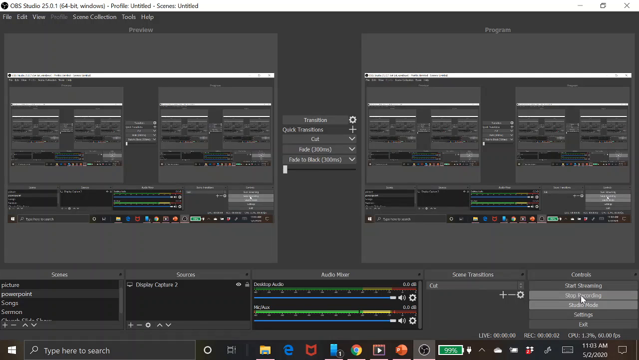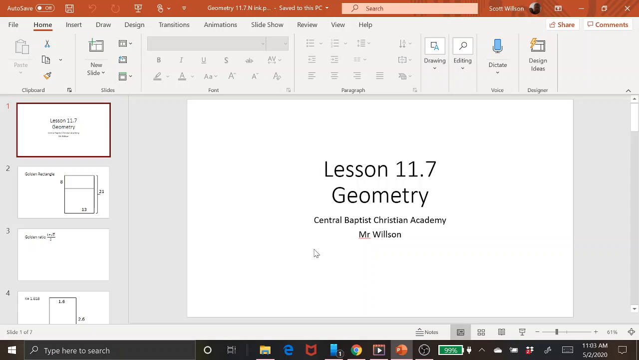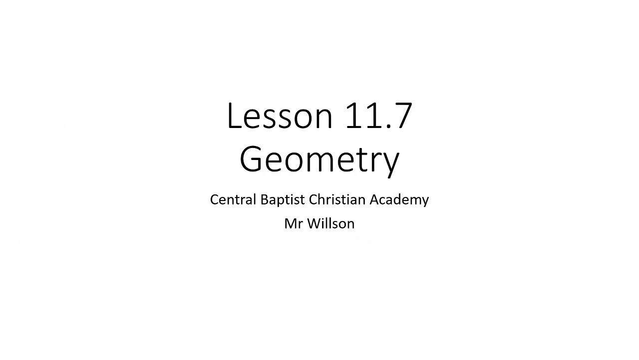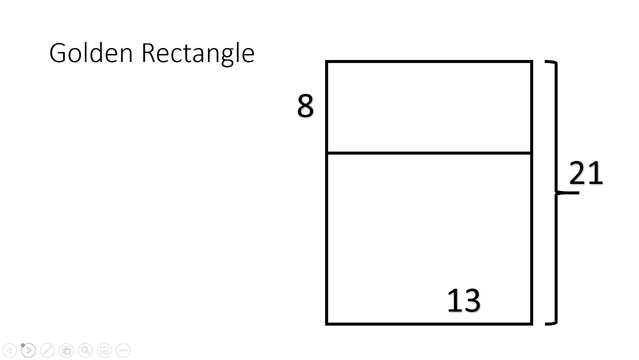Good morning, geometry class. It's time for 11.7, the last lesson of the year. So as we're moving forward, we're going to be talking about something called the golden rectangle.